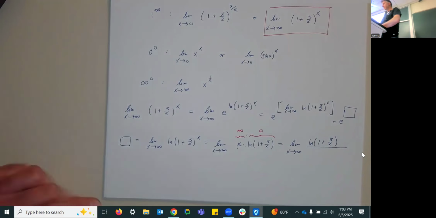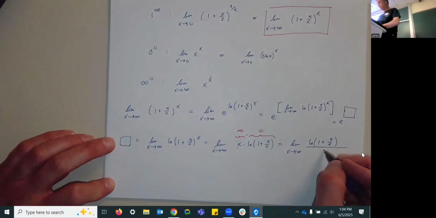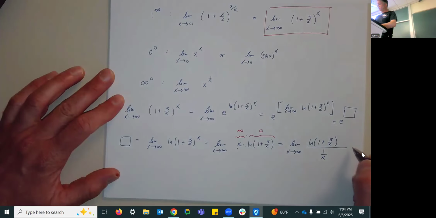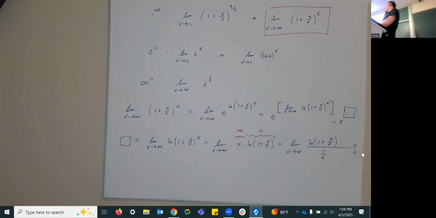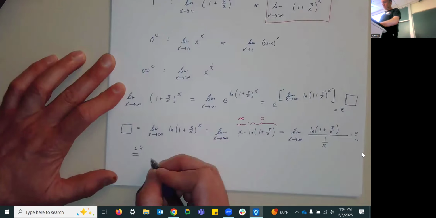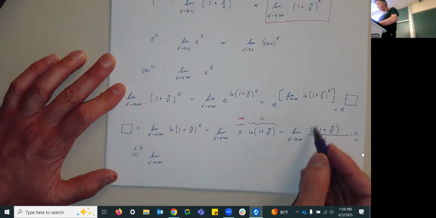All right. That x comes down to the bottom, not as x, but as its reciprocal, 1 over x. It has to happen that way. And now it is an indeterminate form where we can use L'Hopital's rule because the top is going to 0, the bottom is also going to 0. So now finally we get to use L'Hopital's rule and say it's the limit as x goes to infinity of the derivative of the top.